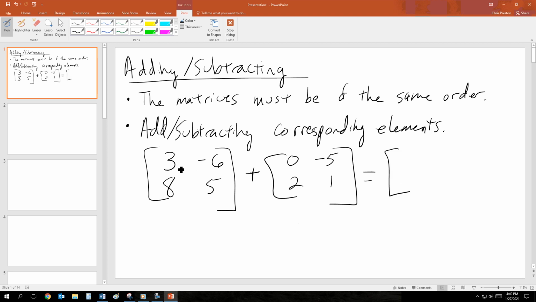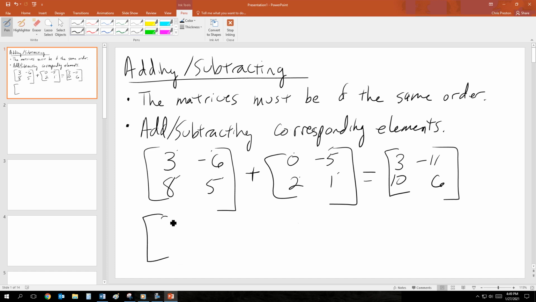And then what I do is I just add the matching spot. So I add the 3 and the 0, that gives me 3. I add the -6 and the -5, that gives me -11. I add the 8 and the 2, that's 10. I add the 5 and the 1, that's 6. And that's it. That's all there is to it.